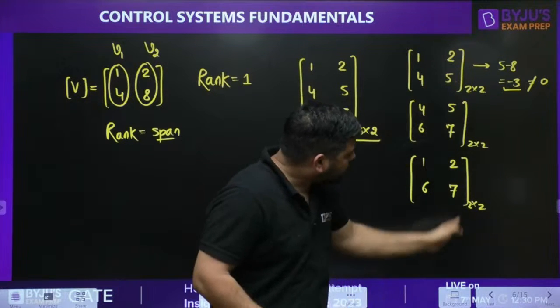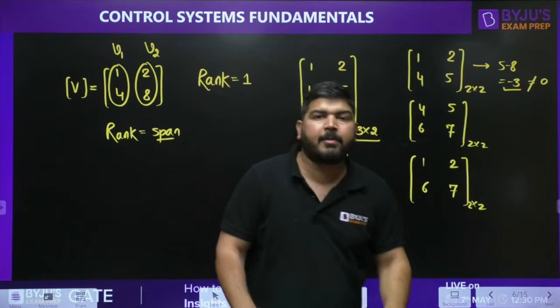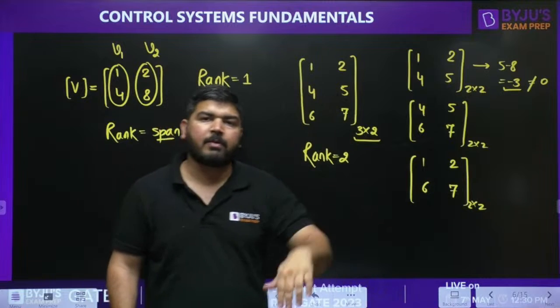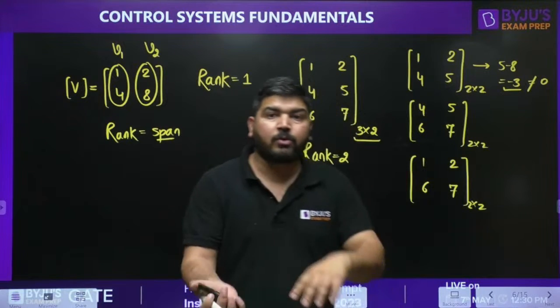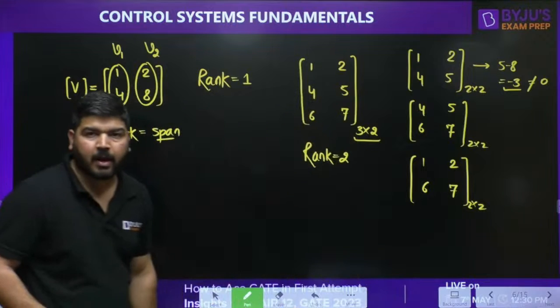But if all possible 2 by 2 matrices have 0 determinant, it means the rank cannot be 2. You have to switch to the lower order, okay? So the rank can be 1 or 0, okay? So you have to check again for 1 by 1 matrices, okay? I hope it is clear.